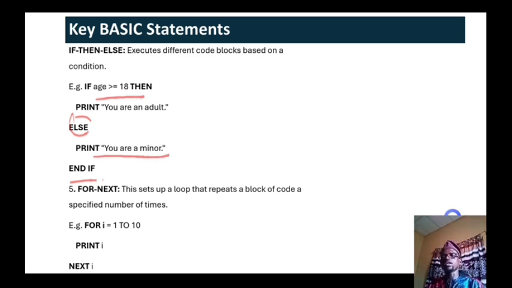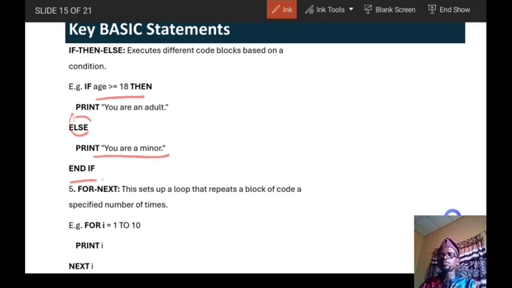Now let me explain clearer. This I has the values 1, 2, 3, 4, 5, 6, 7, 8, 9, 10. So the first time this print statement works, it will print 1. The next statement is next I. So I will pick the second value of I, which is 2. Print I will print 2.